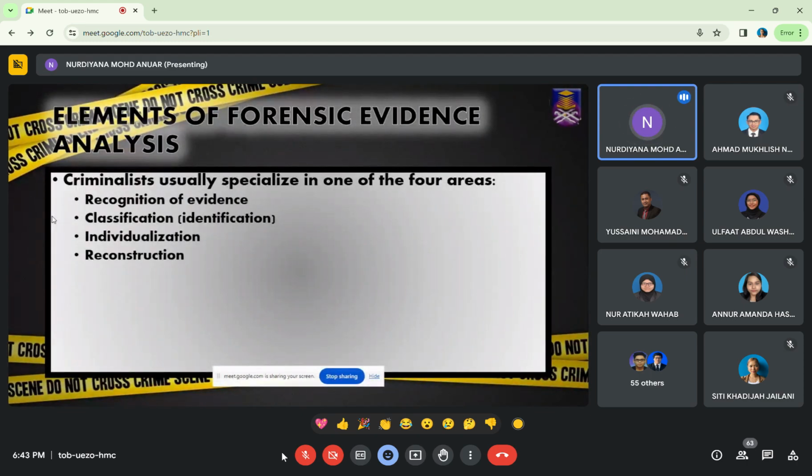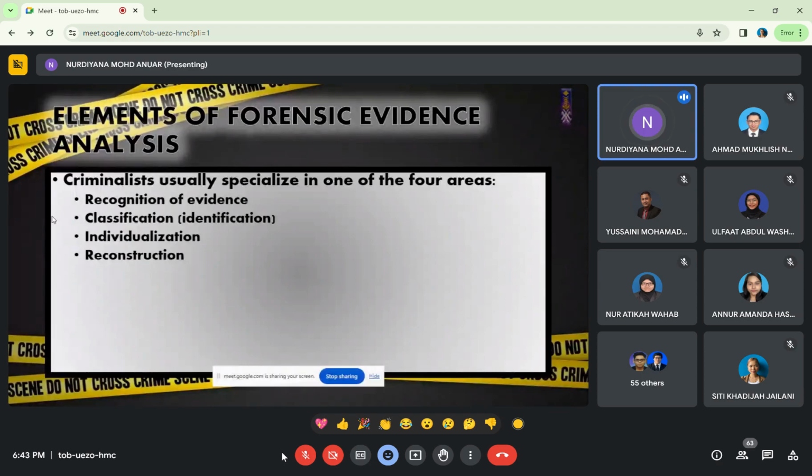Okay. Seterusnya, another person akan specialize in classifications. Dia akan kelaskan setiap evidence yang dia dapat tu kepada group-group tertentu. Contoh, kalau dia jumpa blood, dia akan buat classifications based on the blood grouping dahulu. Kalau dia jumpa contoh glass, dia akan identify dia punya class of this glass, adakah dia tempered glass ke, borosilicate glass ke dan sebagainya.